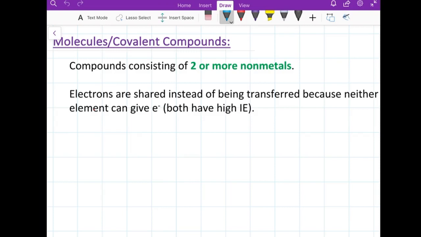And it's unique from ionic, and it has to be explained differently because in covalent bonding, which is what molecules are made of, electrons are shared. So instead of them being transferred from a metal to a nonmetal, they're being shared. And the reason for that is because they can't be transferred, because to transfer an electron or two, you have to have a low enough ionization energy so that an electron can be removed.